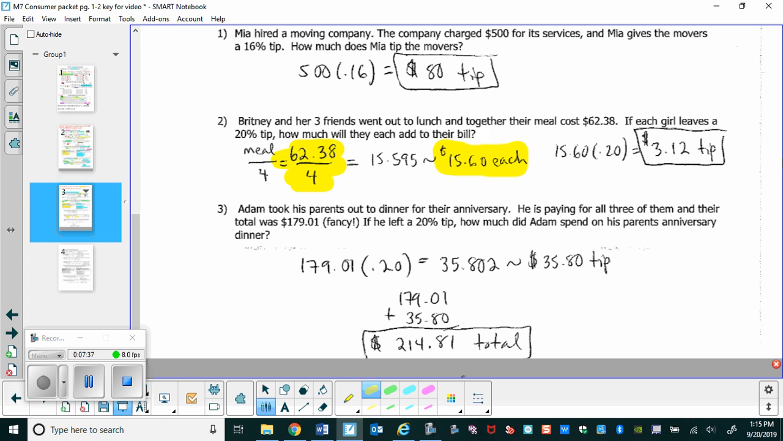If Adam took his parents out to dinner for their anniversary and he's paying for all 3 of them, we don't need to divide it up. So if the meal was $179.01 and he's going to leave 20%, we want to know how much did he spend on the anniversary dinner.